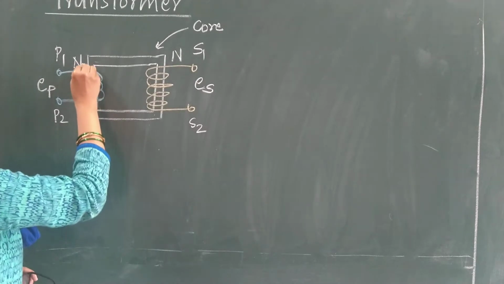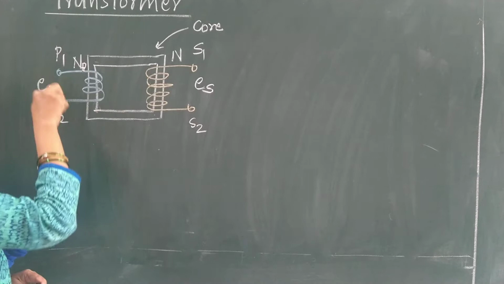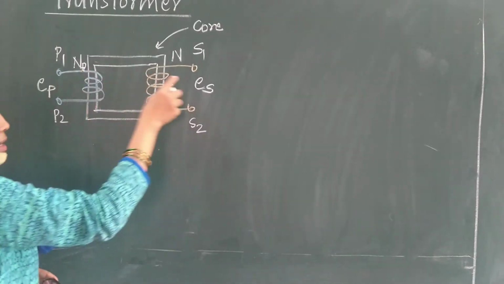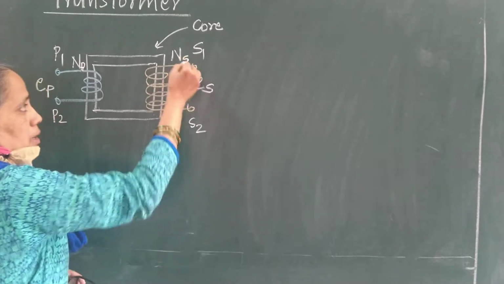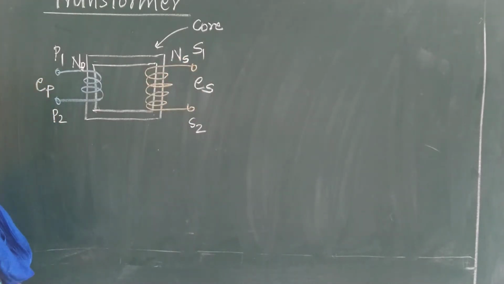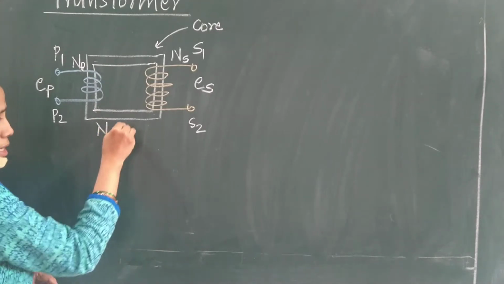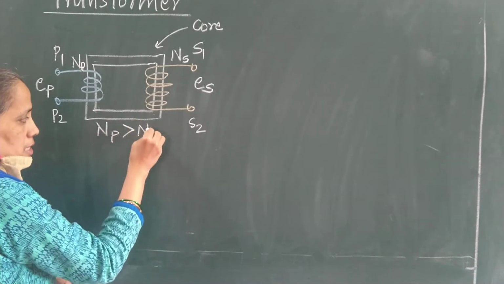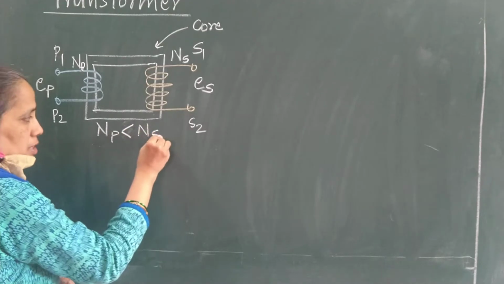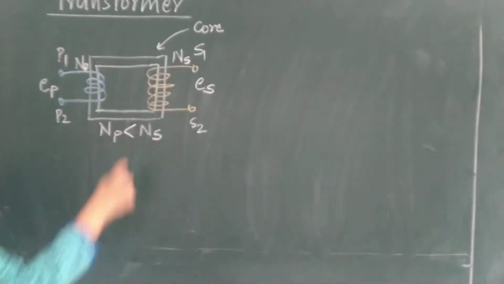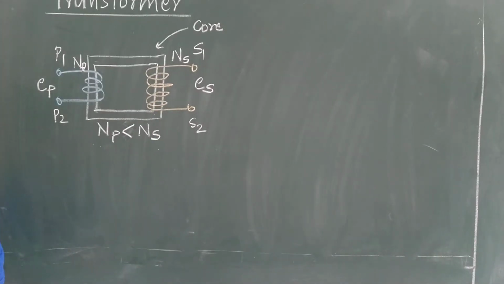Instead of N1 I can say NP, because it is the number of turns in the primary coil, and the other coil is a secondary coil which has turns NS. Now if you are seeing carefully, the number of turns in the primary are less than the number of turns in the secondary. Secondary number of turns are more as compared to that of your primary.